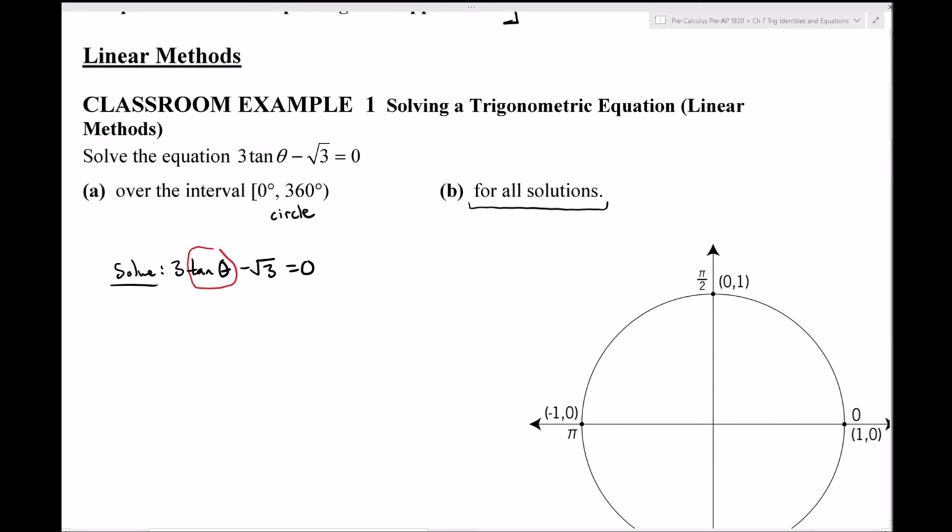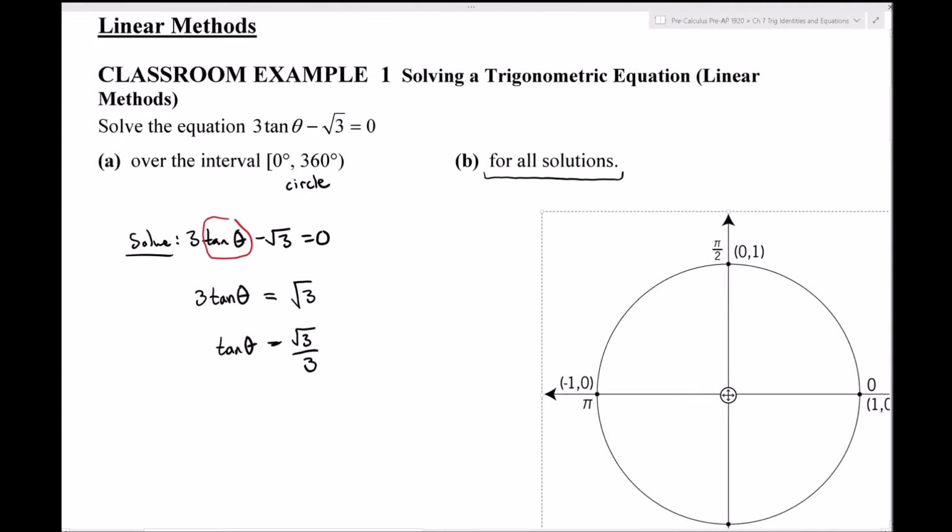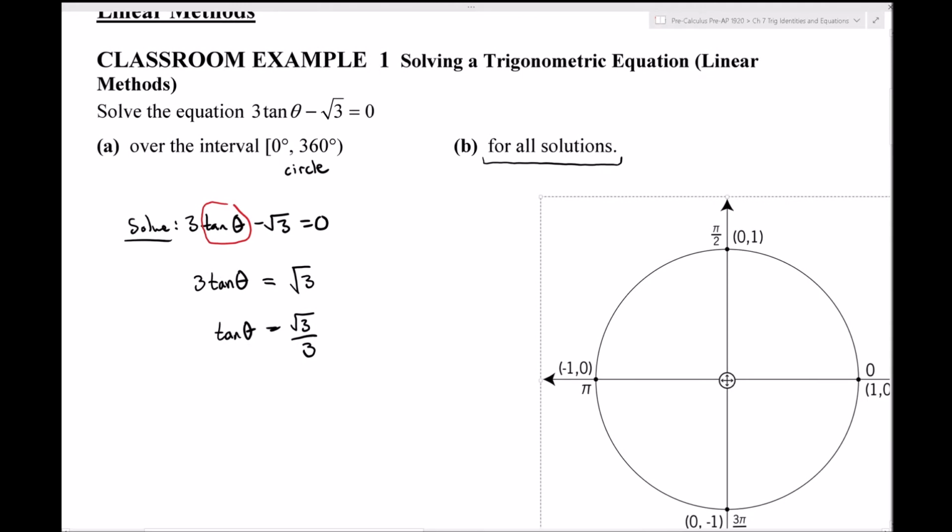You're going to add square root of 3 on both sides. So then this ends up just becoming 3 tangent theta is equal to positive square root of 3 if we add square root of 3 on both sides. Next step, you divide by 3 on both sides, and we've successfully isolated tangent of theta, which is equal to square root of 3 divided by 3. So there's a solution for tangent of theta. So this is the process for solving for tangent of theta.